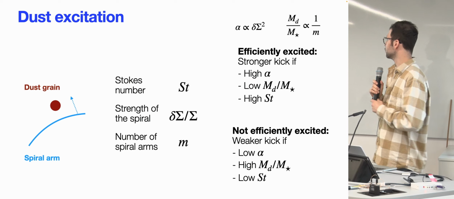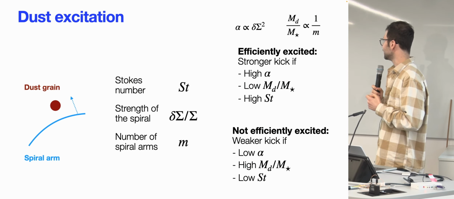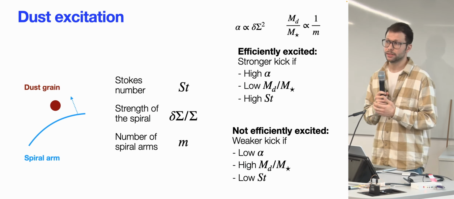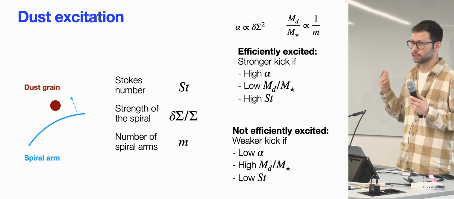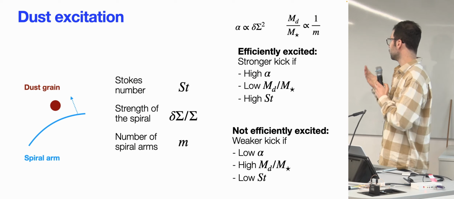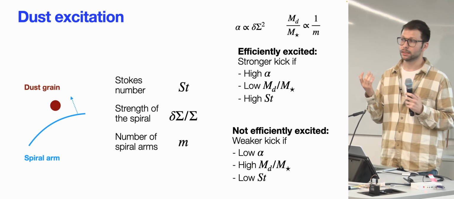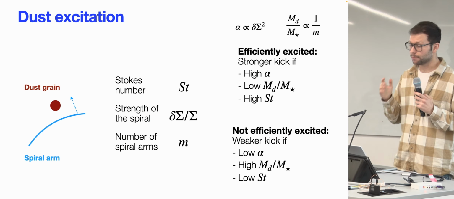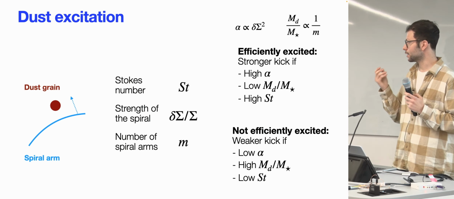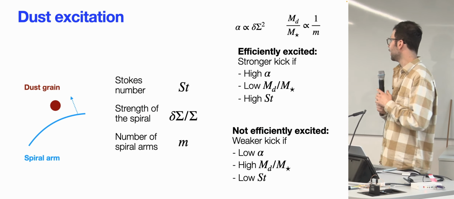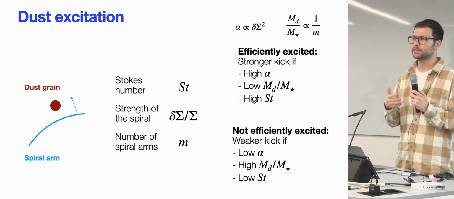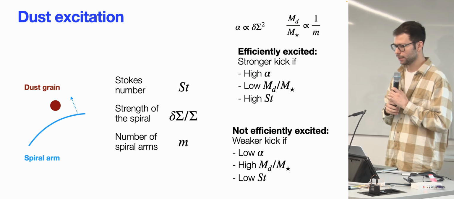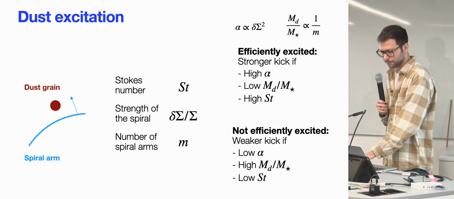In particular, a dust particle is efficiently excited when it receives a stronger kick, so when alpha is higher, so when the angular momentum that is transported is higher. Then for low disk to star mass ratio, because the number of spiral arms is higher, dust receives more kicks. And finally, for high Stokes number, because if the particles are more uncoupled, it is easier to excite them.